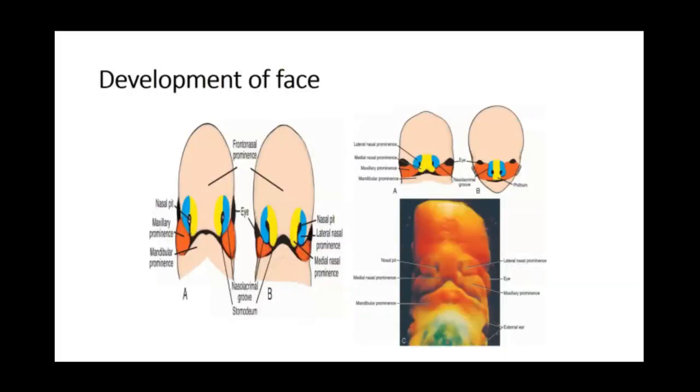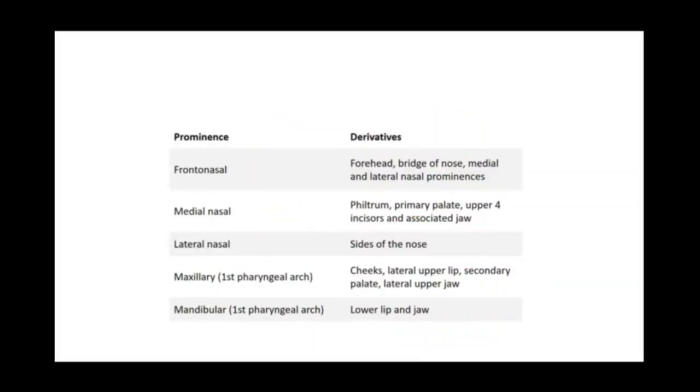If you see in this picture, all this blue is the side of the nose, or what we call the ala of the nose, that is all developing from the lateral nasal process. Then you have the maxillary, or the first pharyngeal arch, that is going to give rise to your cheek, the lateral part of the upper lip. The secondary palate also contributes posteriorly, that is on the inner side.